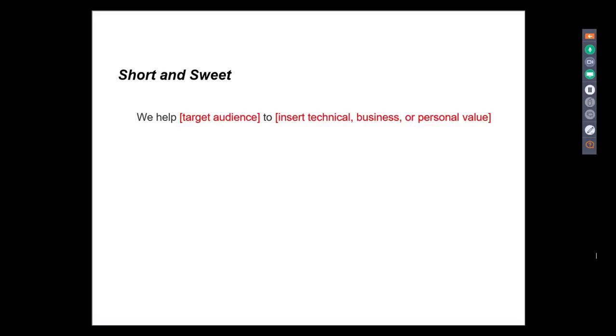It could also be an individual, like "we help people to do this," "we help individuals," "we help homeowners." It could also be someone in an organization, like "we help VPs of human resources" or "we help CIOs." What that target audience does is allow you to tailor your value proposition to the person you're speaking with.